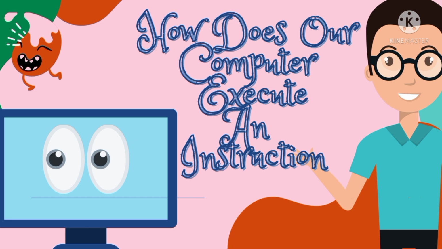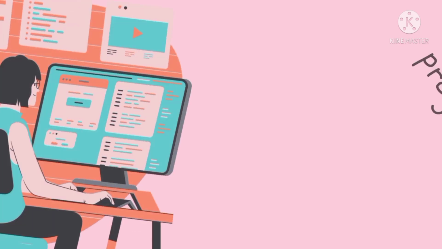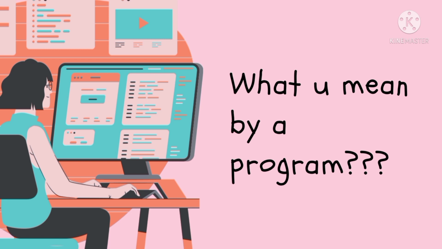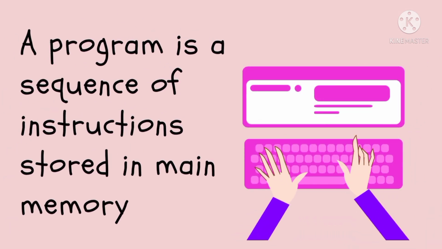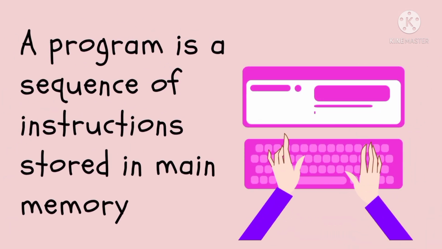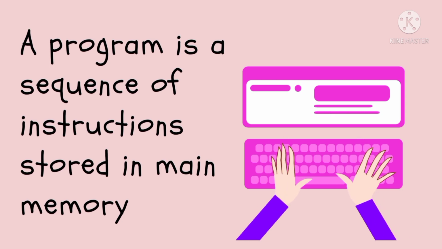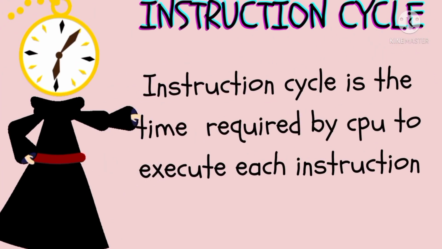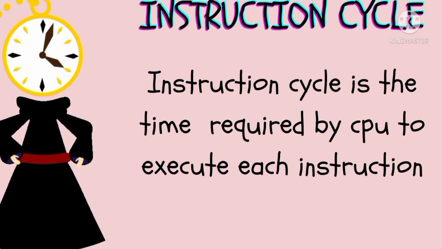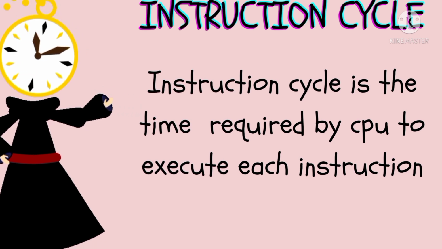In today's lecture, we will see what our computer is actually doing or how it executes instructions to perform a specific task. But before going to the details, we need to understand what is a program. A program is nothing. It is a sequence of instructions stored in the main memory. To understand this clearly, we have to go to the instruction cycle details.